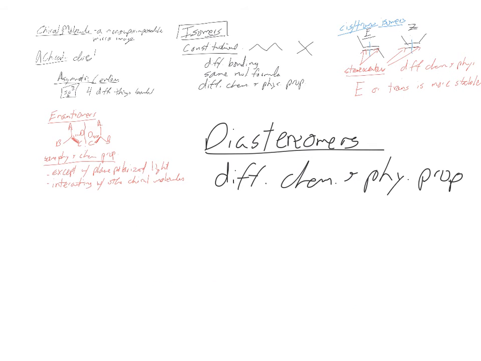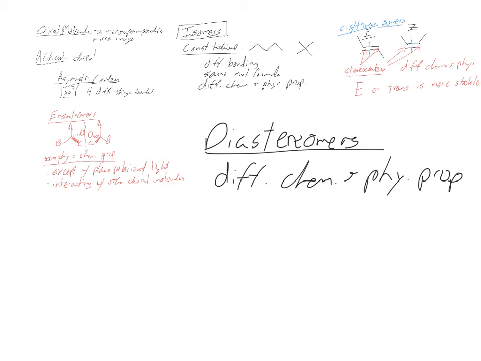So diastereomers. You need to have more than one asymmetric center in that case, and they have different chemical and physical properties, so one must stay the same. That basically means that at least one stereocenter is different. More than one can be different. Those are diastereomers, so at least one is different. But you need to have 2. Quick examples of diastereomers.